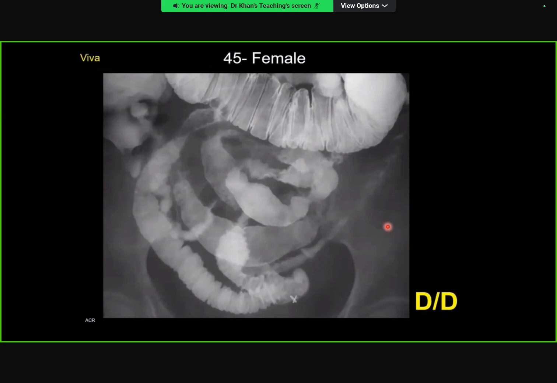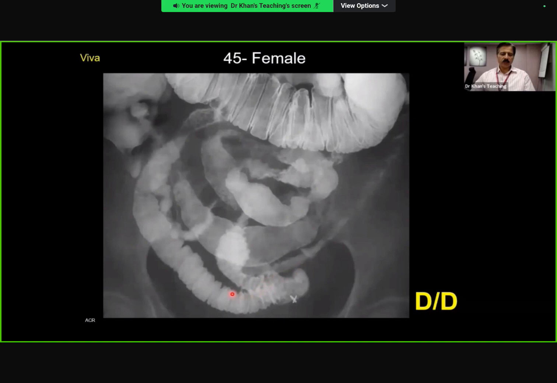So the bowel loops appear featureless, and I can see multiple strictures, and at a few points they're quite long strictures and they're irregular. I can't see any typical shouldering in them. So I'm thinking that as there is a history of radiation, this is like radiation-induced strictures.